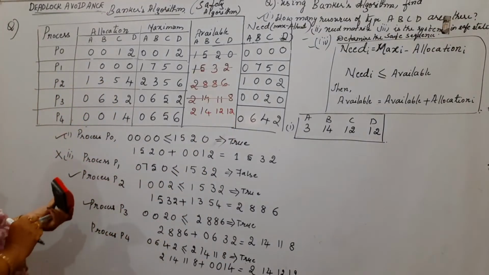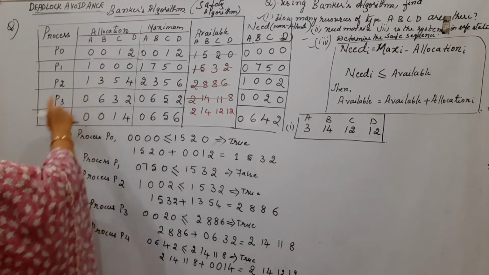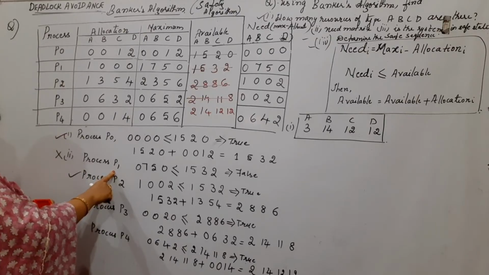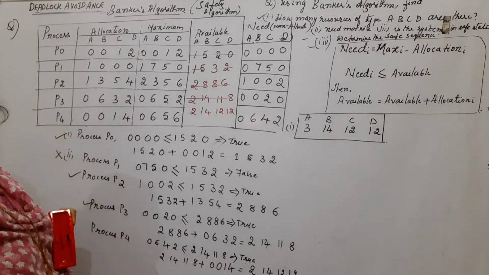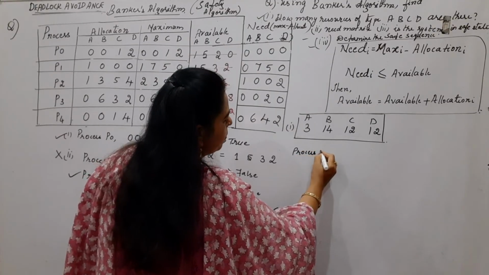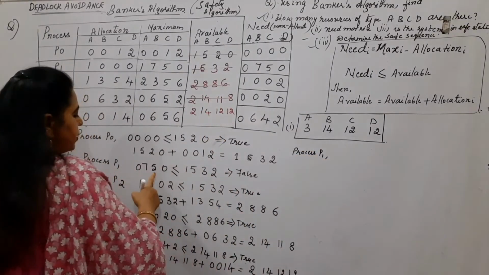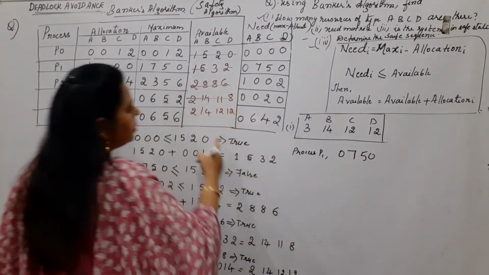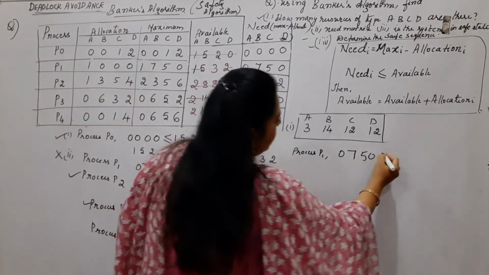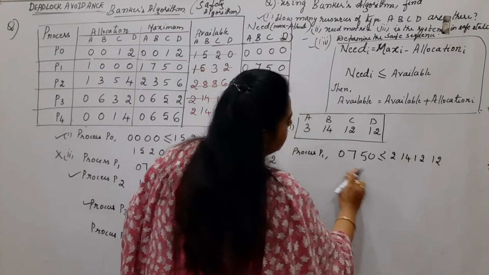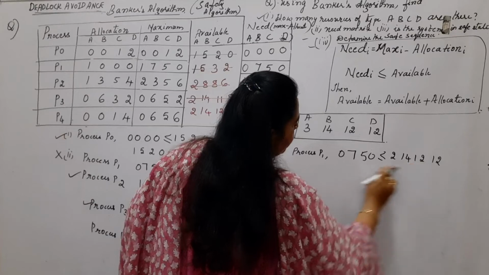Now after you complete this, you should go back to the previous process which was not able to complete its job. That is process P1. Now let us see whether process P1 can complete its job. So we'll be moving back to process P1 now. P1 request was what? 0750. Now the system has 2, 14, 12, 12. Is 0, 7, 5, 0 lesser than or equal to 2, 14, 12, 12? You need to check.